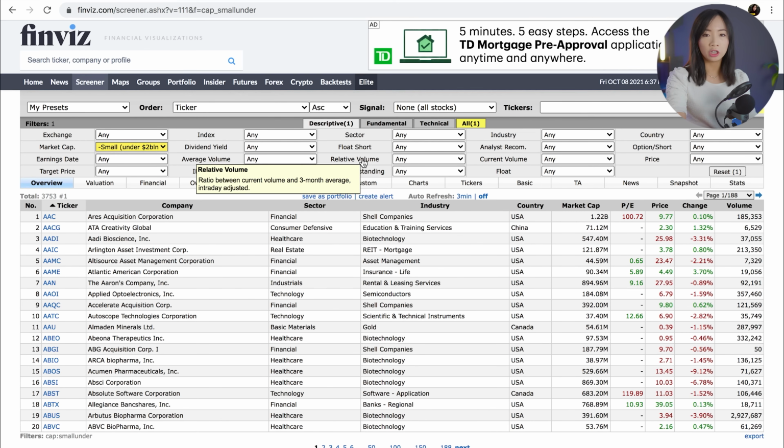If you are ever concerned about any of the key terms here, if you hover over the word you're looking at, let's say relative volume, you can see that relative volume means the ratio between current volume and a 3-month average. That's intraday adjusted. By using this key metric, you're going to find stocks that are increasing in volume steadily on the daily chart. And that's very important in the current market condition.